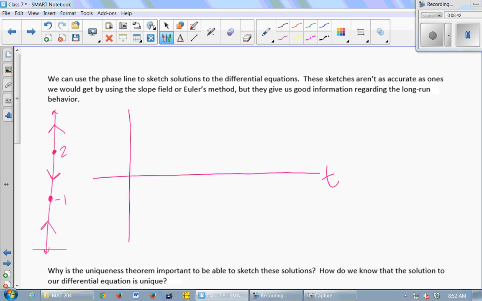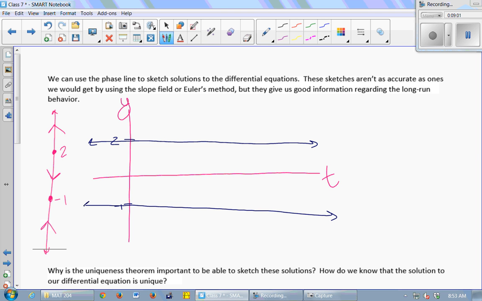so this is the ty plane. So I'm looking at solutions to the differential equation now. I have a horizontal solution at 2. So there's a solution to my differential equation, an equilibrium solution, and at -1. All right, so pick an initial condition, say between -1 and 2, let's say 0, right? Okay.